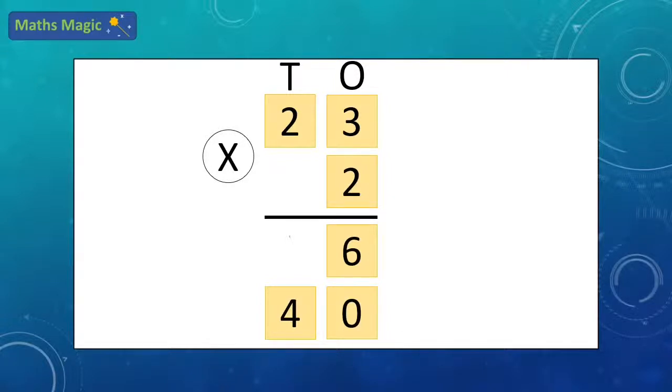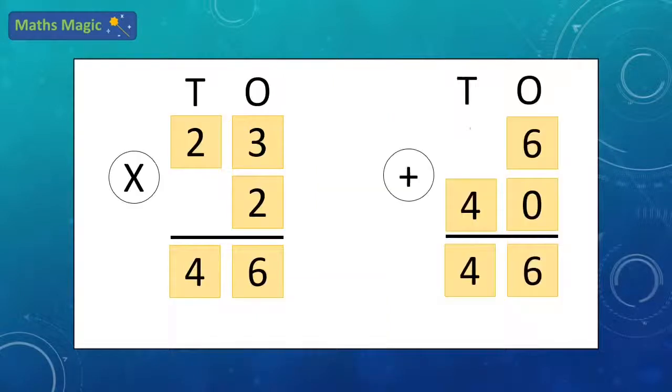What we need to do next to find out our final answer is to add those two numbers together. As you can see here, we've taken 6 and 40 and added them together. So 6 add 0 is 6 and 40 add nothing is 40, giving us the final answer of 46, which means that 23 multiplied by 2 gives the final answer of 46.